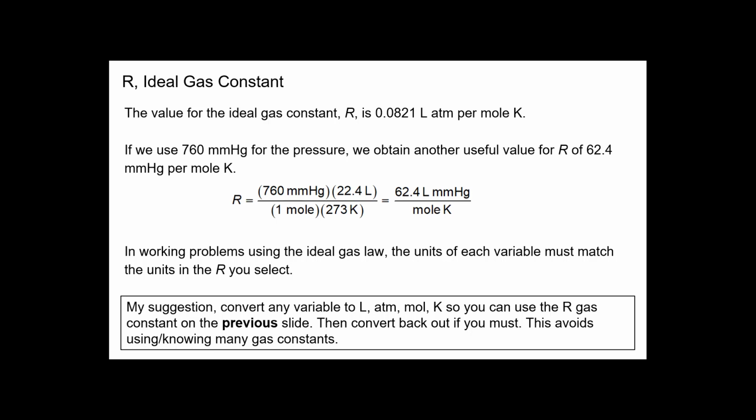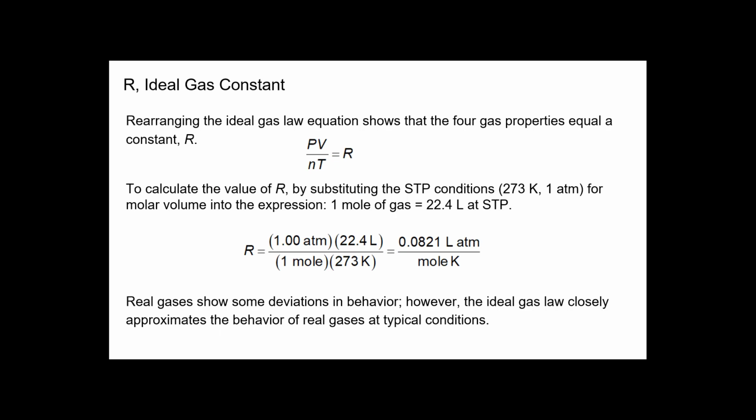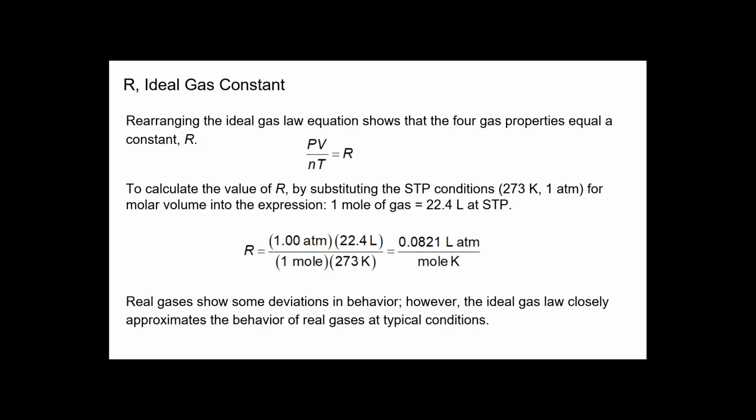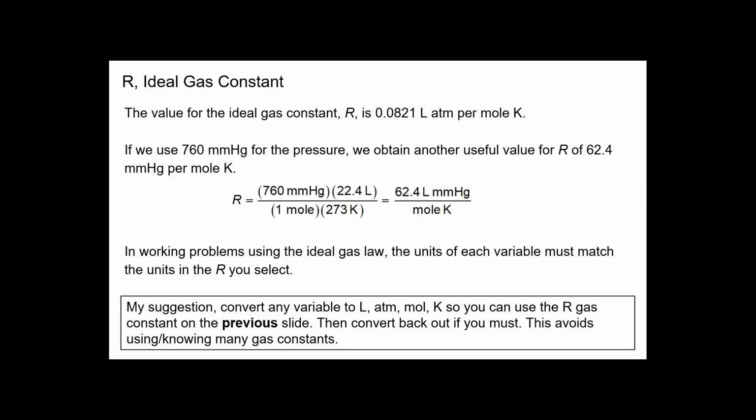I change everything. So if you're given a problem, we're going to go through a couple of problems. If you're given a problem and the pressure is not in ATM, all I do is convert that pressure to ATM, use this gas constant, and then if the answer has to be in millimeters of mercury, I will convert it back to millimeters of mercury. That's how I avoid having to learn 6 different constants. I've never done it. I just convert, use it, and then convert back if I have to. It's not a big deal. I will show you as this goes on.